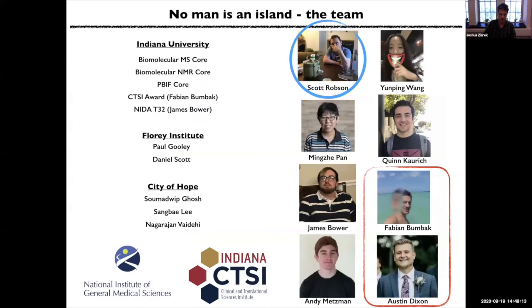Before I really get into things, I just want to introduce the people who have been working on it. So this is my lab. We're just starting our third year at IU, so it's a bit rough around the edges. The work I'm going to be talking about today is mainly work by my postdoc Fabian Bumbach and my PhD student Austin Dixon, and both of them received a lot of help from another postdoc, Scott Robson, in the collection and processing and analysis of the NMR data.